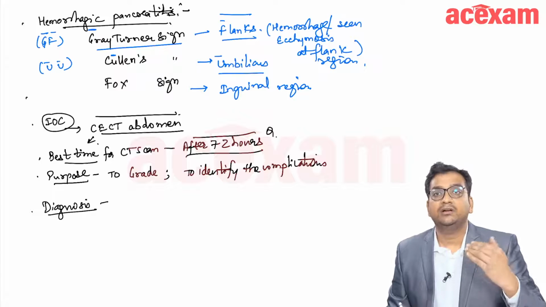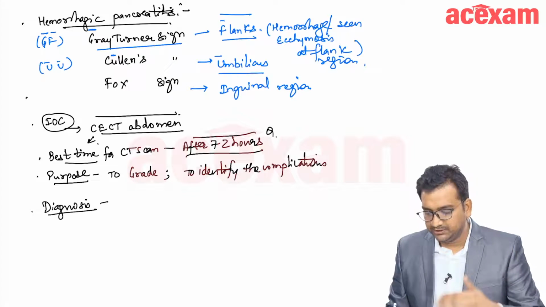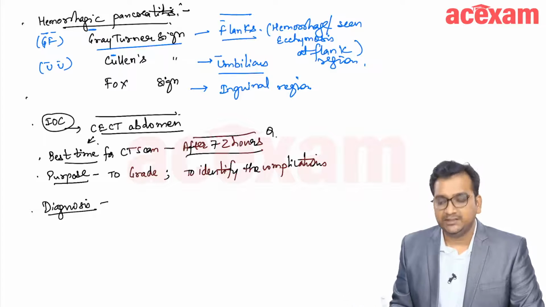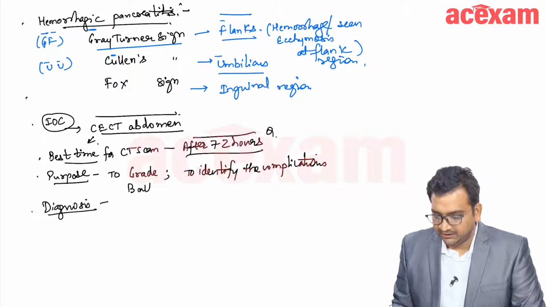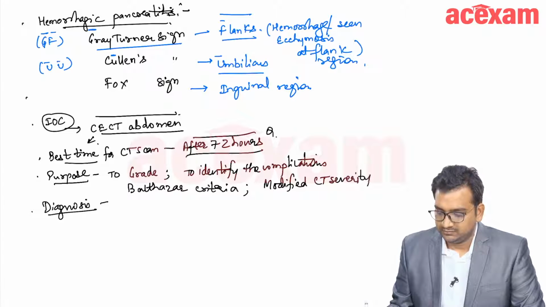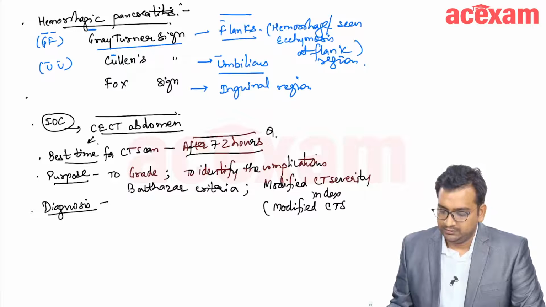And what is the criteria based on the CT scan? That is the Balthazar criteria. And nowadays we are using the modified CT severity index. This is basically the modified CTSI score. Okay.